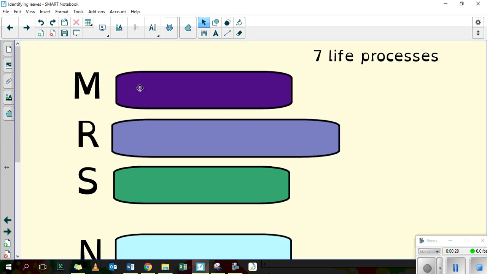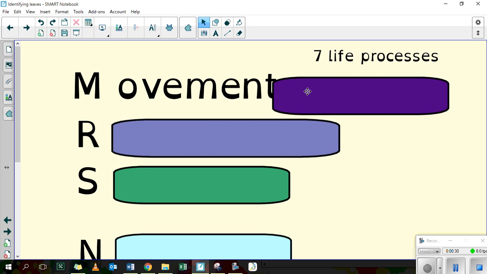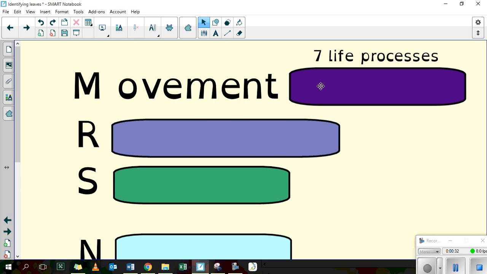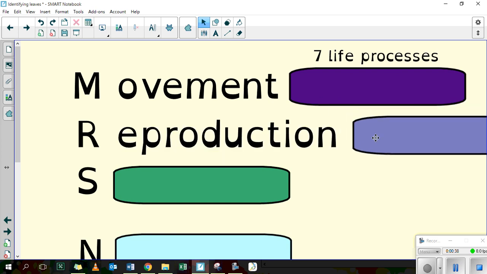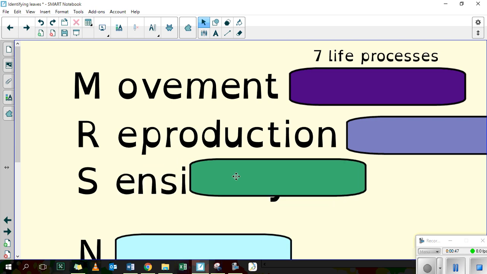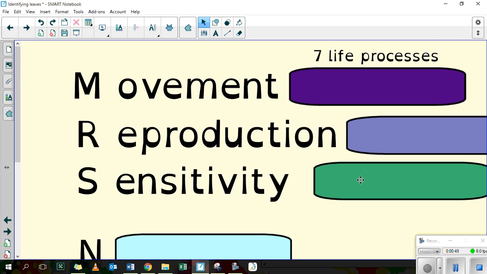So the M stands for movement. So every living thing moves. The R stands for reproduction. So every living thing reproduces, whether it's seeds from plants or humans having babies. S stands for sensitivity. So every living thing is sensitive.